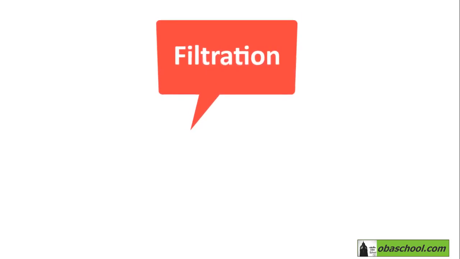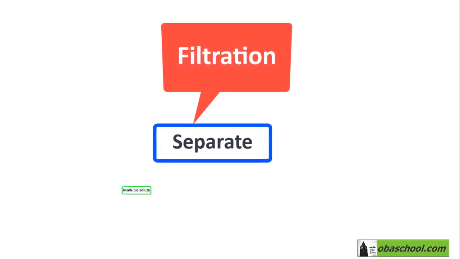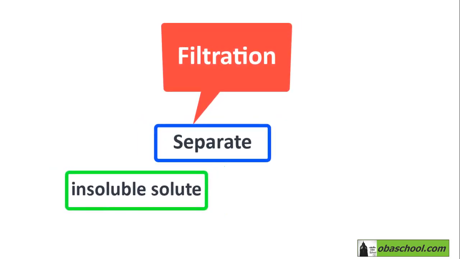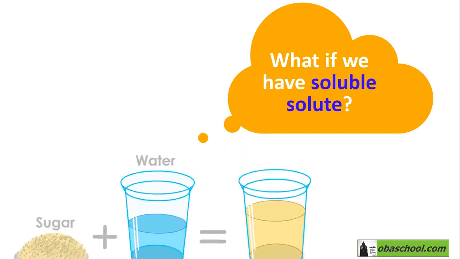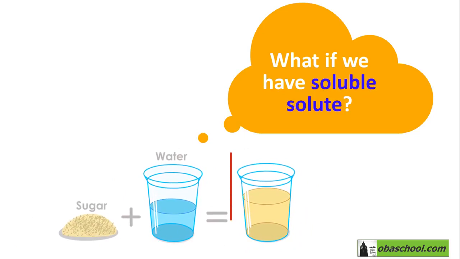We have seen in the previous tutorial that we can use filtration in order to separate insoluble solutes from solvents. What if I have a soluble solute inside the solvent? How could I separate it? For example, if I have sugar mixed with water and they form a solution, how can I separate back again the sugar from the water?